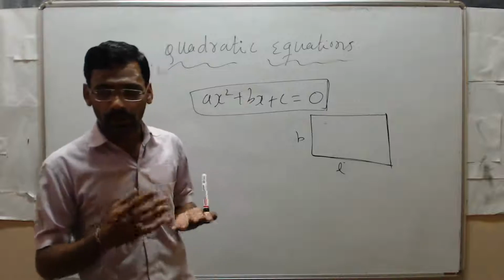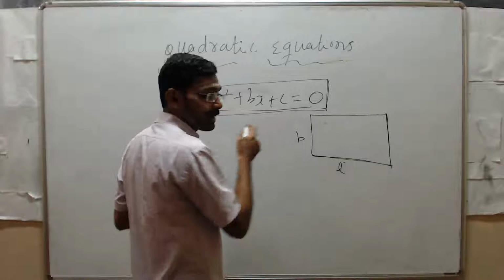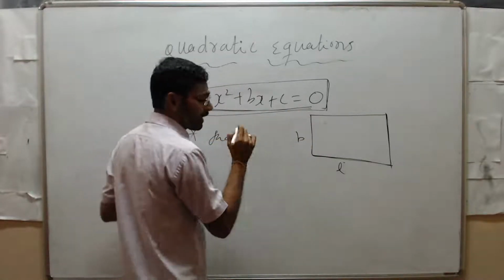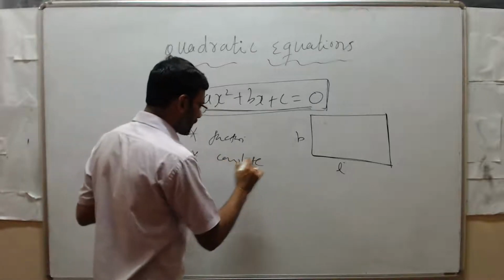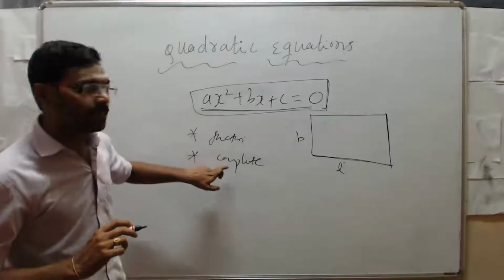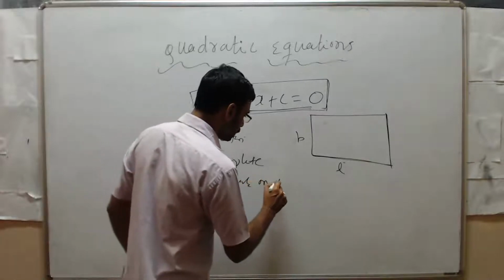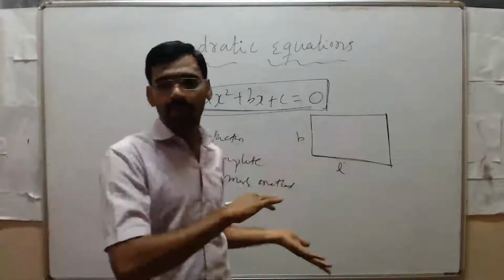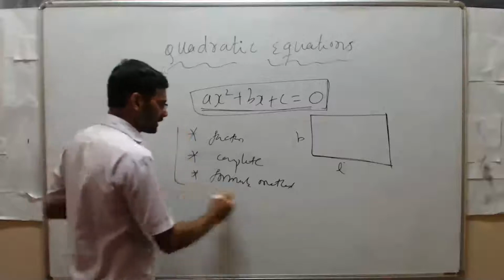To solve a quadratic equation, we have different methods. First, we are able to solve the quadratic equation with the help of the factorization method. Second, the completing the square method. And another one is the formula method. With the help of a graph also we are able to solve the quadratic equation, but that was in the old syllabus, it is not given in the new syllabus, no problem. For this reason we have to consider only these three.